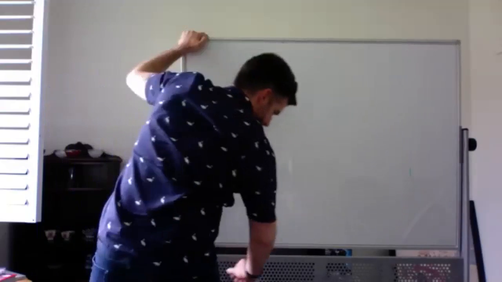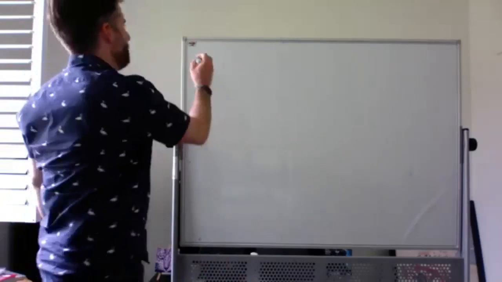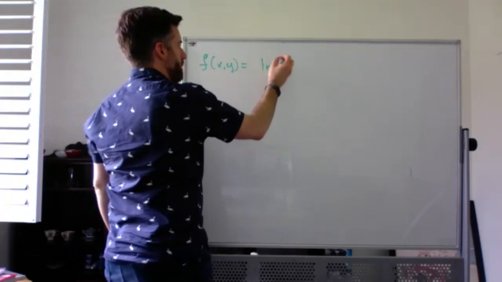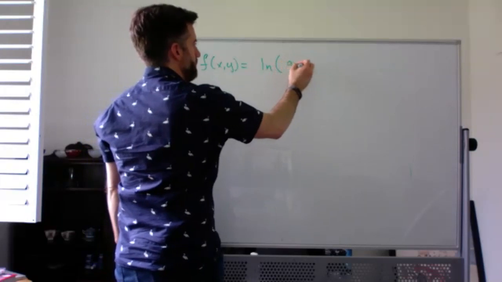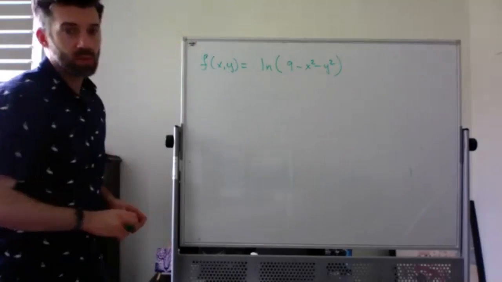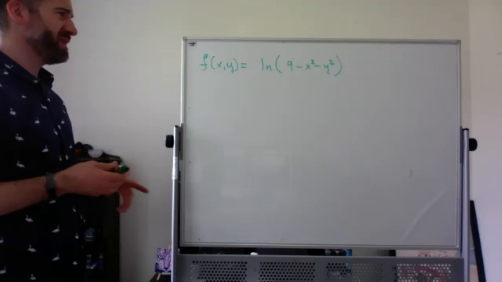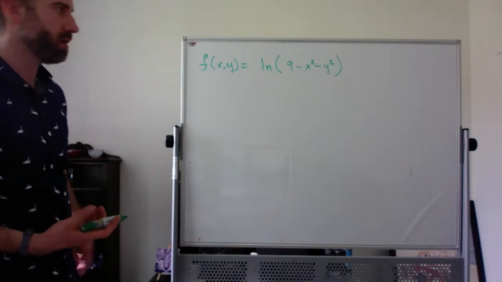Okay, we got like 12-ish minutes. So I want to do one more example with this, which is slightly different. What if the function instead was the natural log of, let's make it a little different, 9 minus x squared minus y squared. Already, after enough practice, we can see that I'm going to see a circle of radius 3. That's somehow going to show up here.